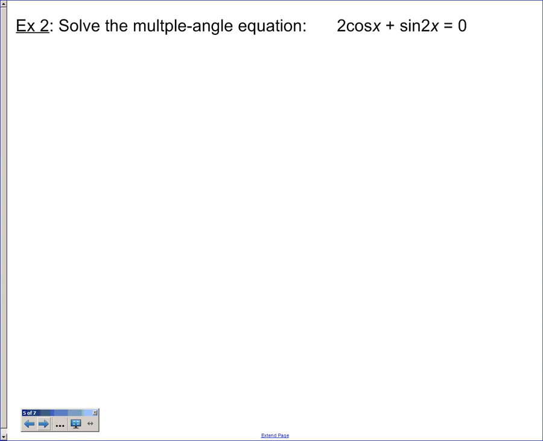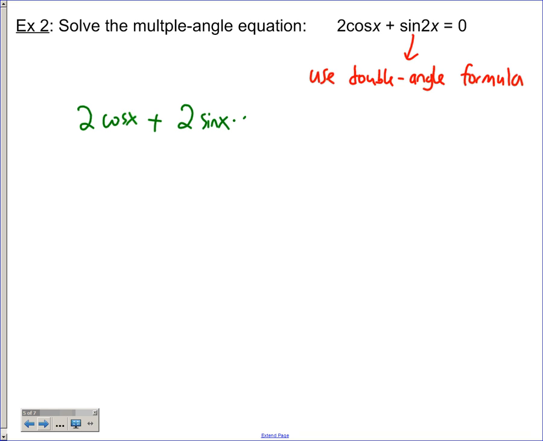Our second example, we're going to solve the multiple angle equation. So we have cosine of x, and we also have sine of 2x. So in order to solve this, we need to turn the sine of 2x term into a term with only sine and cosine of x. So we're going to use the double angle formula. So when we plug that in, we still have our 2 cosine of x, and then plus sine of 2x is 2 sine x cosine x, and that is equal to 0.